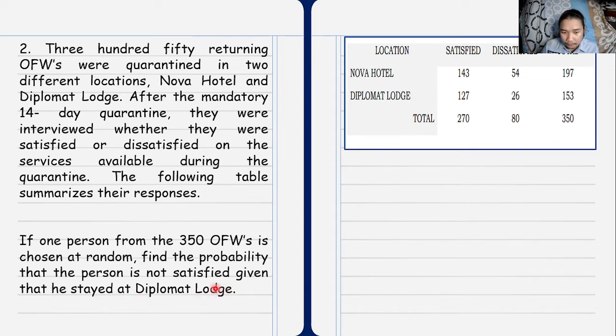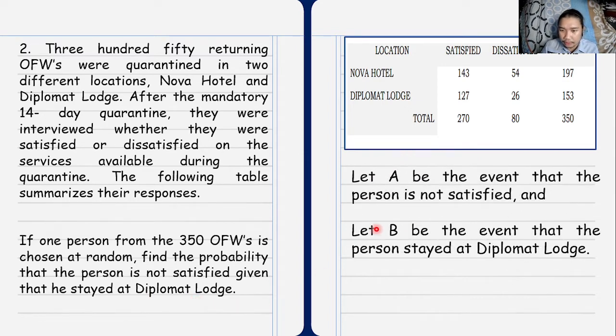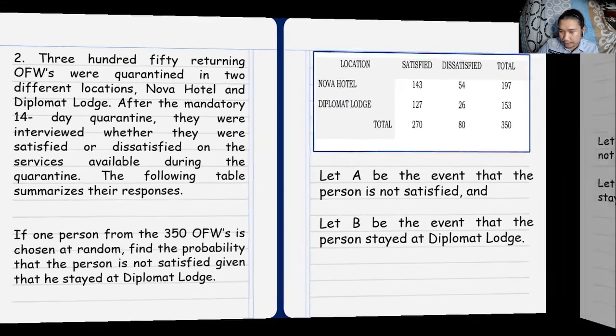So, identify which is the event A and then event B. Yung event A natin is the person is not satisfied. And then the given is the event B, which is the people who stayed at Diplomat Lodge. So ito siya. Let A be the event that the person is not satisfied, and let B be the event that the person stayed at Diplomat Lodge.